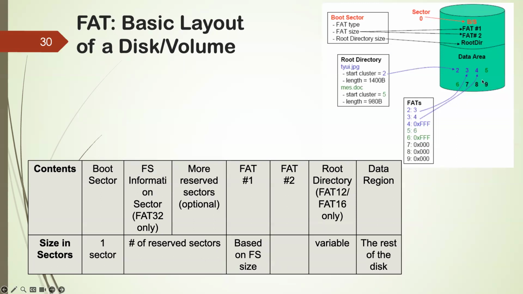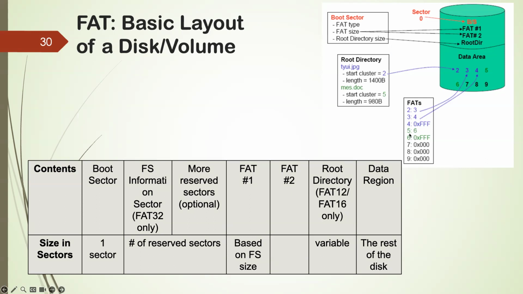And if you just want to read it, just get this entry, get the starting cluster from the root directory, and then just follow the linked list. Similarly, the other file is mes.doc. Its starting cluster is cluster 5. So all we have to do is go to cluster number 5 and follow the different entries in this file allocation table, like we follow a linked list.